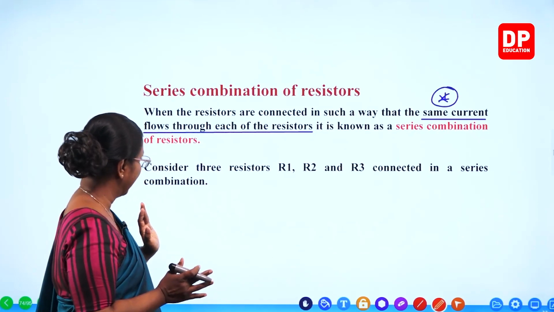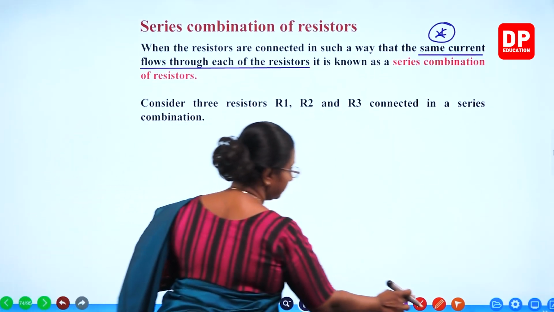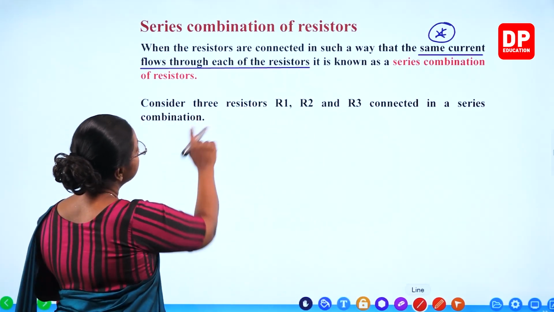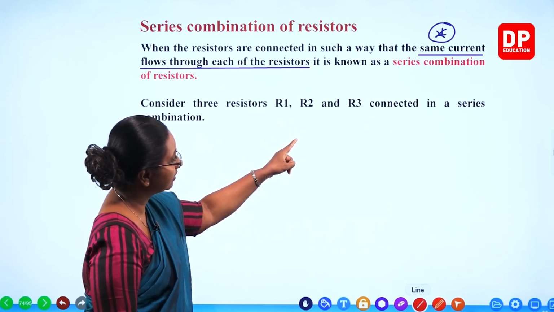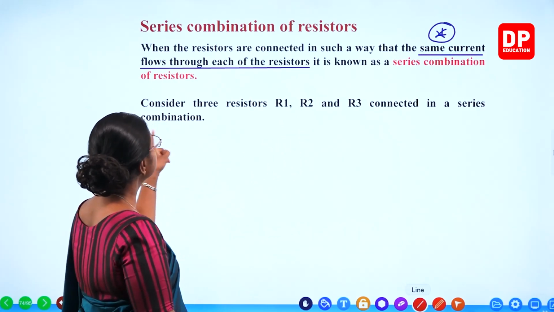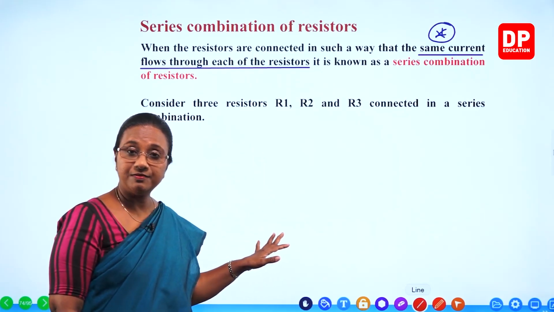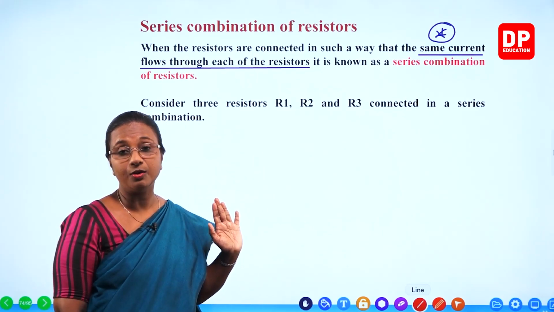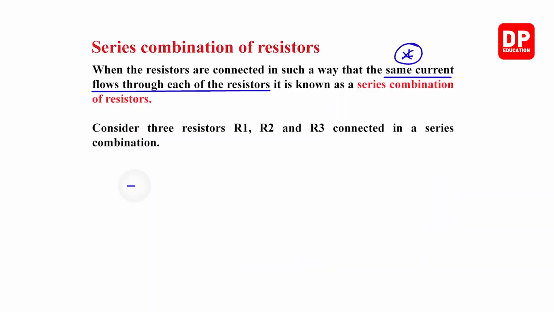I will explain that. So to understand that, consider 3 resistors R1, R2 and R3 connected in a series combination. So I will draw the circuit first, then I will explain how it functions. So we will need the circuit with 3 resistors.